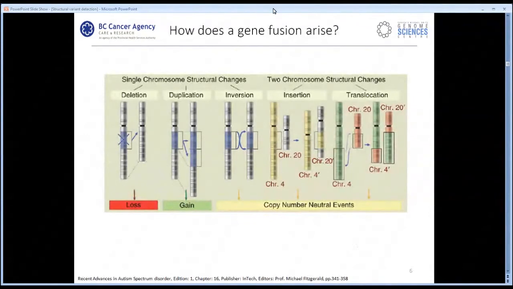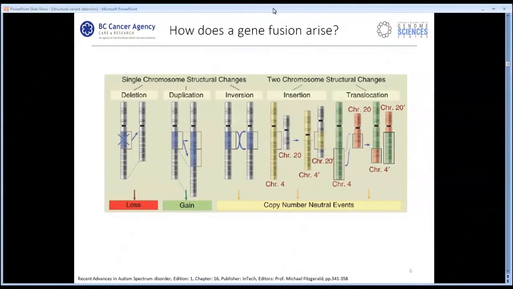We've described what a gene fusion is, and how do they arise? So there are five very general ways in which gene fusion can arise. The first three involve just a single gene. The first of those is what we call a deletion event. And this is basically where part of the gene is actually deleted and lost. And assuming a diploid cell, we would expect to see a copy number change, or a copy number loss, in fact, for this type of event.